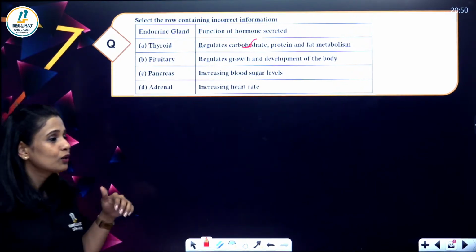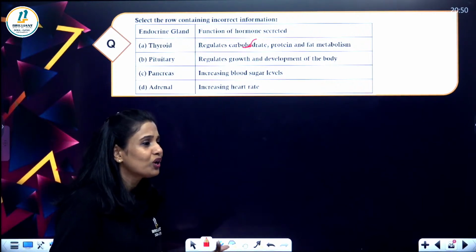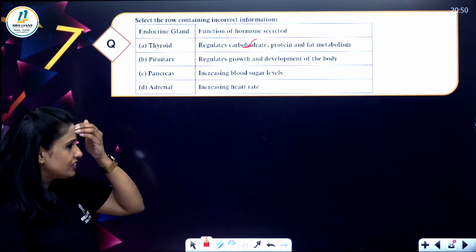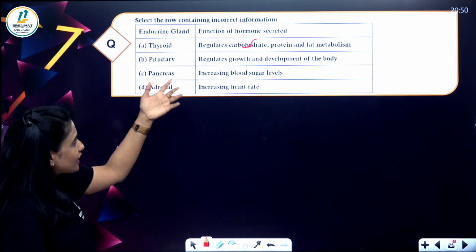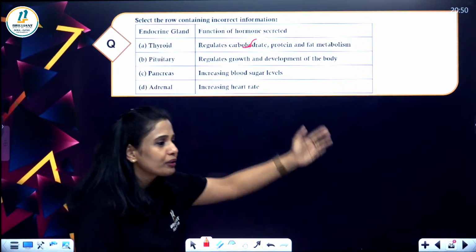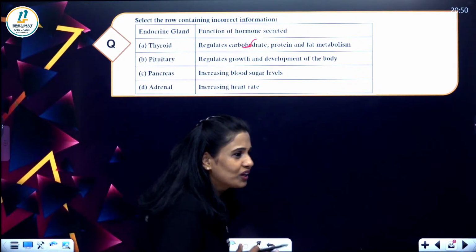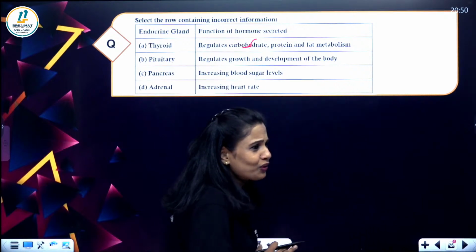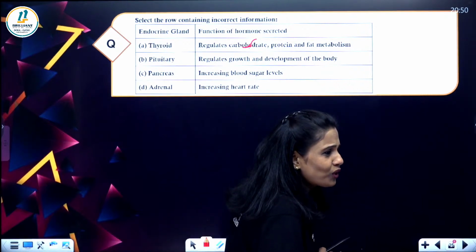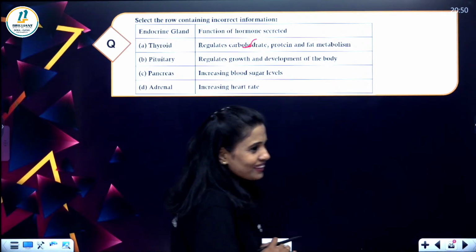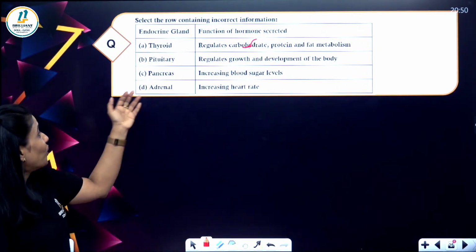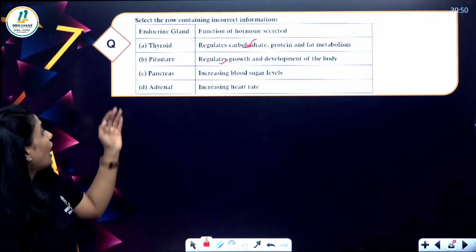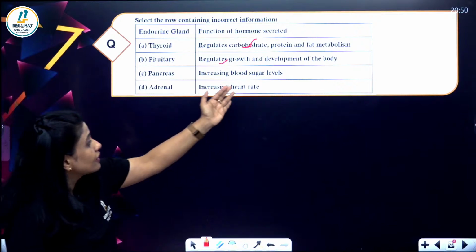It is growth hormone, right? It is growth hormone which is released by pituitary gland. So, it regulates growth and development of the body. Yeah, very good. Shabnur, very good. And Mary, it's growth hormone. So, pituitary gland regulates growth and development. That is good.